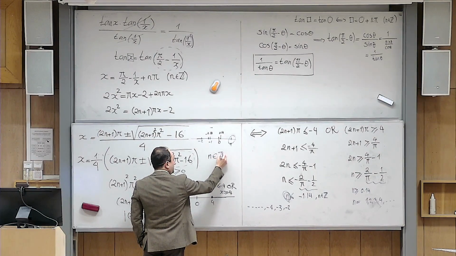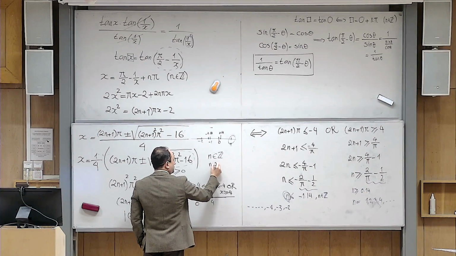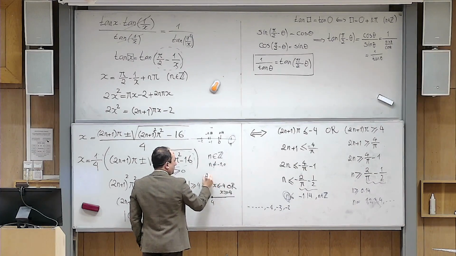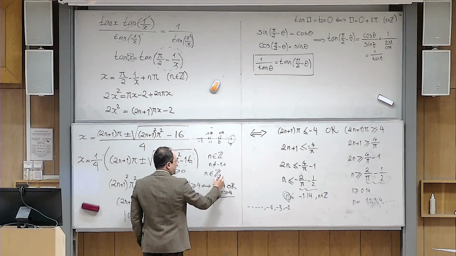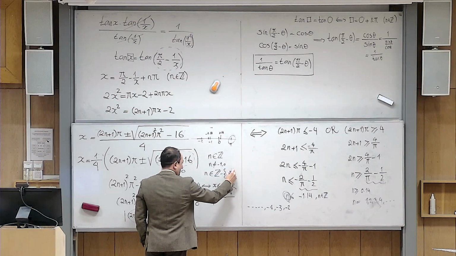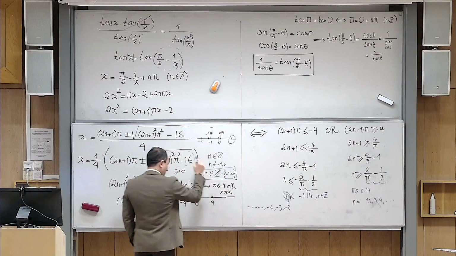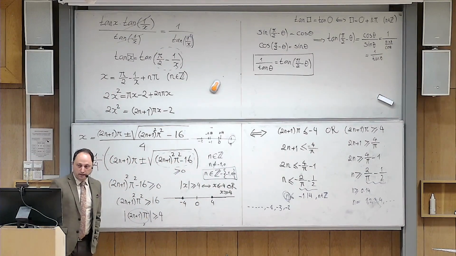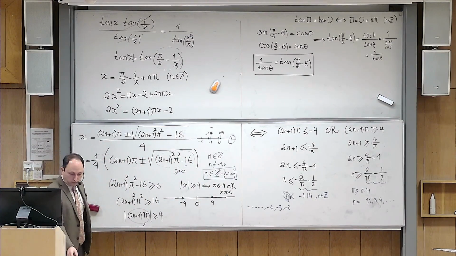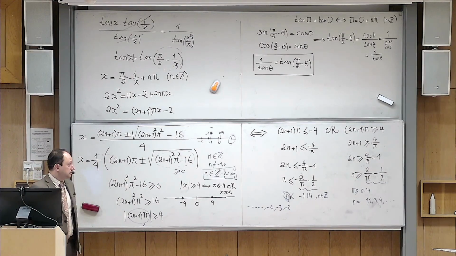So at the end, if you want to write your solution, you need to write n belongs to Z. You can write n is not equal to minus 1 or 0, or in the language of set theory, you can write the set Z minus the set containing these 2 numbers. It doesn't matter how you write it down. Okay? So that is actually the end of the solution to this problem.